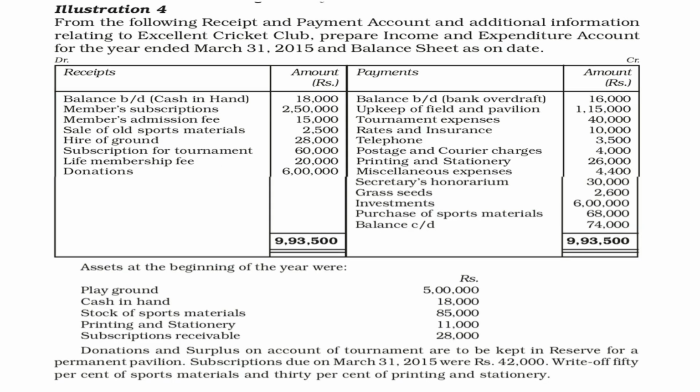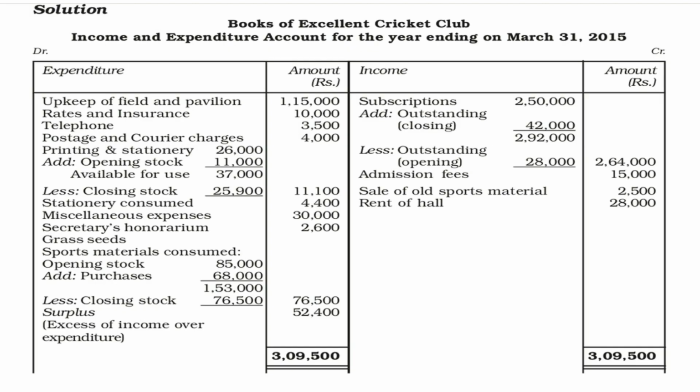Now the closing stock of printing and stationery is to be deducted, and it is given as the last sentence in the question that write off 50% of sports materials and 30% of printing and stationery. Means that 30% of the printing and stationery is to be written off. In other words, 30% is used or spent during the year, and therefore the remaining 70% is left as the closing stock. So 70% of the total rupees 37,000, which is 25,900, is deducted, and the resulting figure rupees 11,100 is taken on the outer column.